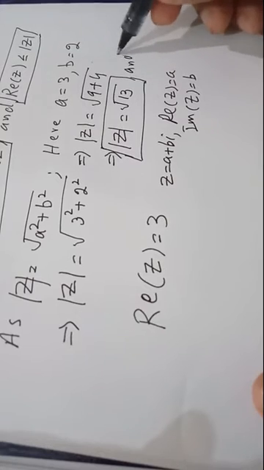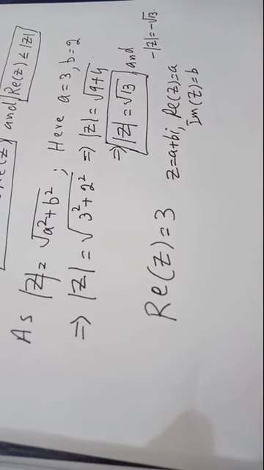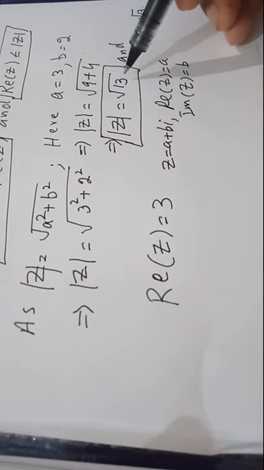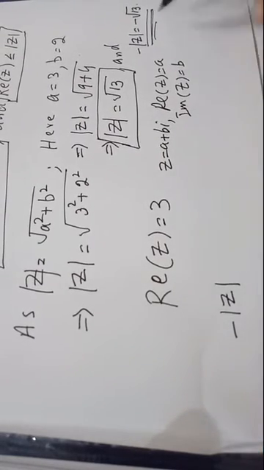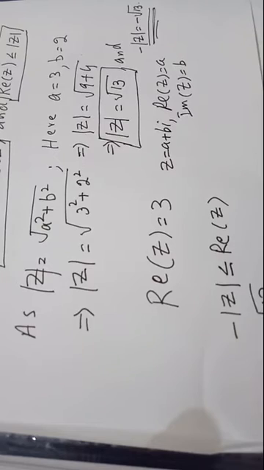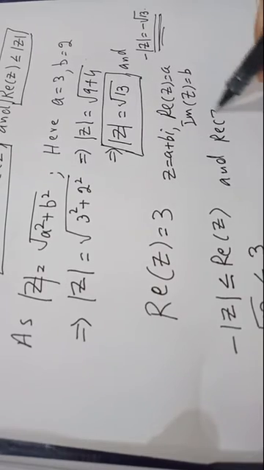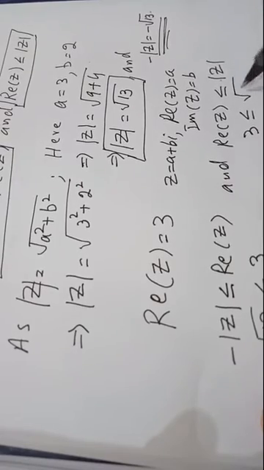Now minus absolute z is minus square root of 13. Remember that square root of 13 is greater than 3; when you take the square root of 13 on a calculator, you will get a value greater than 3. So you clearly see that minus absolute z is less than or equal to Re of z, because minus square root of 13 is less than 3, and Re of z is less than or equal to absolute z, because 3 is less than or equal to square root of 13.